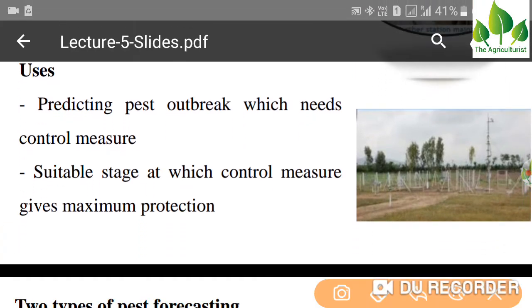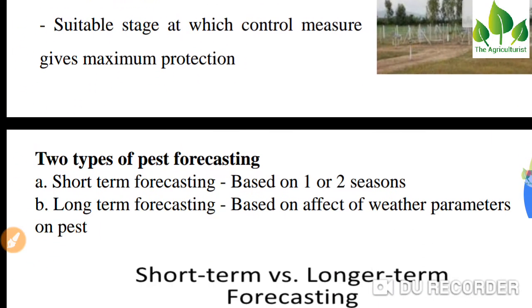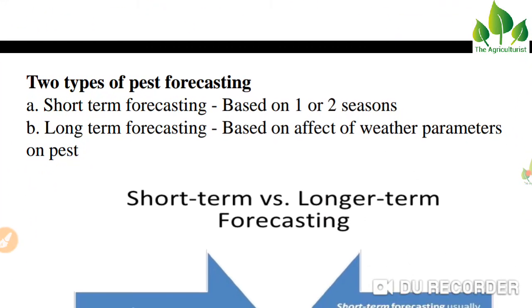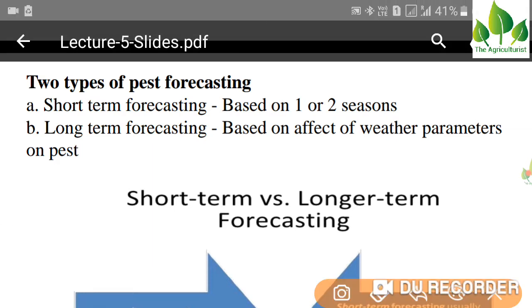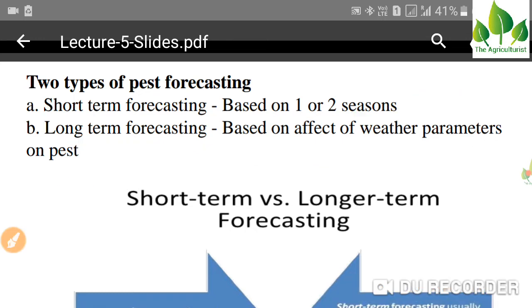First one is to predict the pest outbreak, which needs control measures, and the suitable stages at which control measures should be given for maximum effect. So these are the uses of pest forecasting. There are two types of pest forecasting. First one is short term forecasting, which is based on one or two seasons, and the long term forecasting, which is based on the effect of weather parameters on pest.